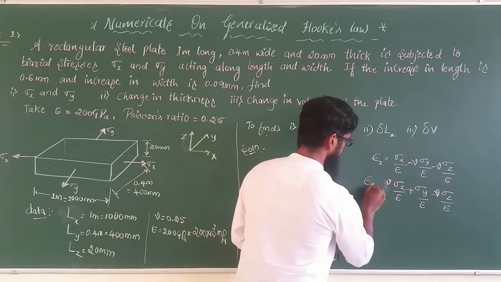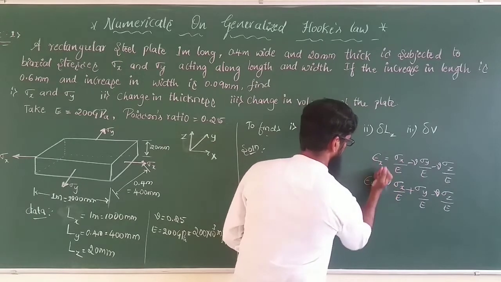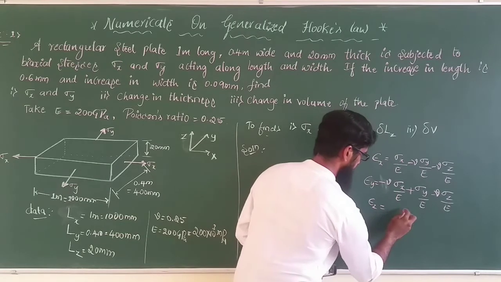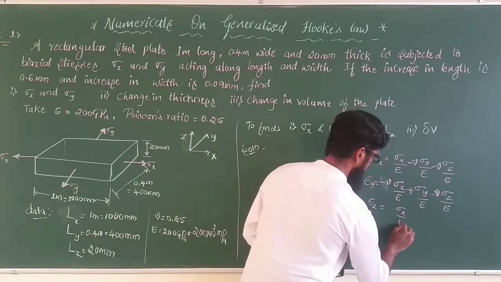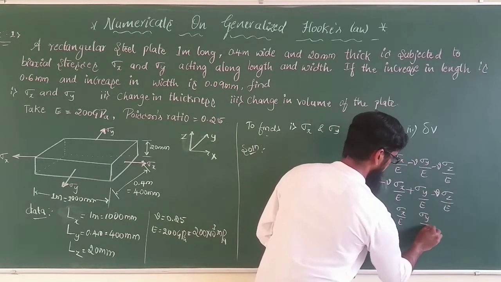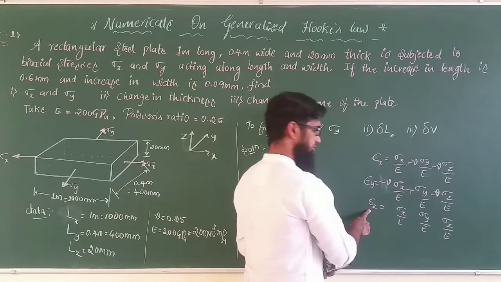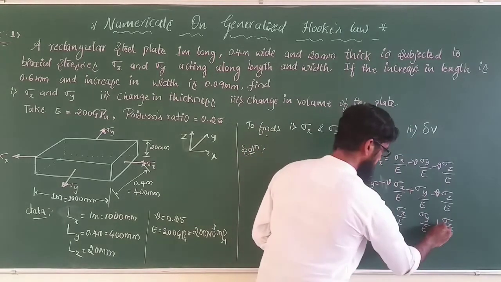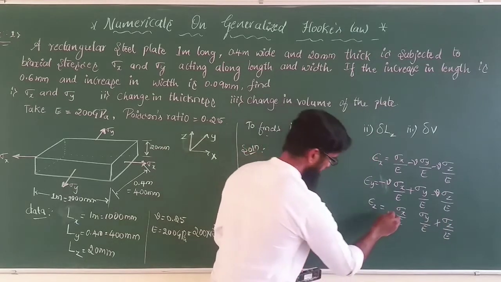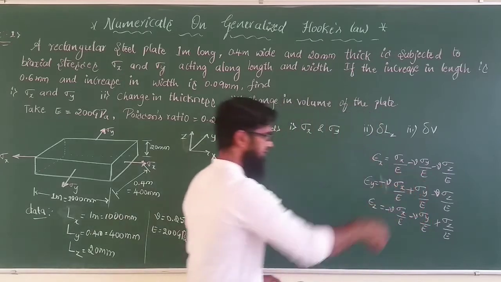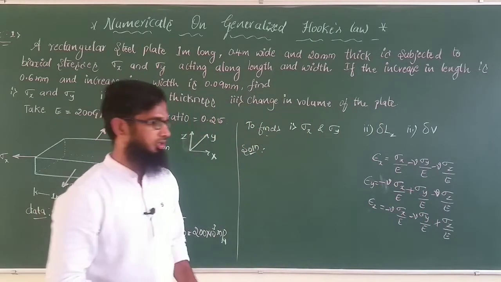So we can write the same with epsilon z also. I'll write sigma x by E, sigma y by E, and sigma z by E. Since it's along the z axis, I'll take positive here, but in the other two terms I'll take negative nu, that is the Poisson's ratio. So these three equations are called the generalized Hooke's law, okay.